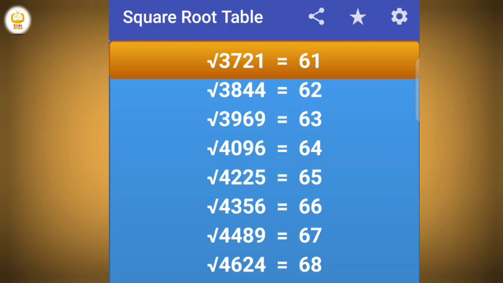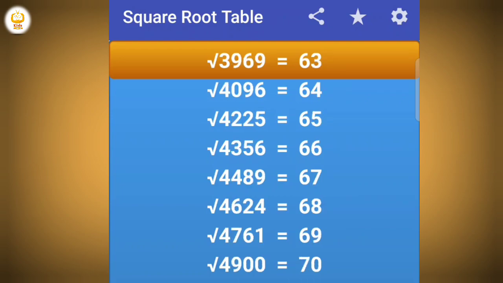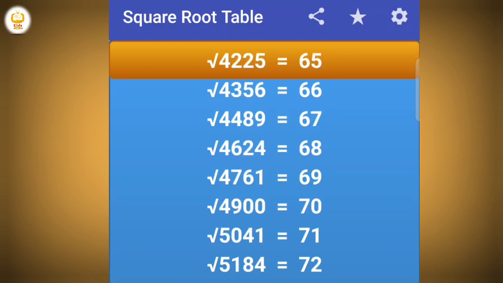Square root of 3721 za 61. Square root of 3844 za 62. Square root of 3969 za 63. Square root of 4096 za 64. Square root of 4225 za 65.